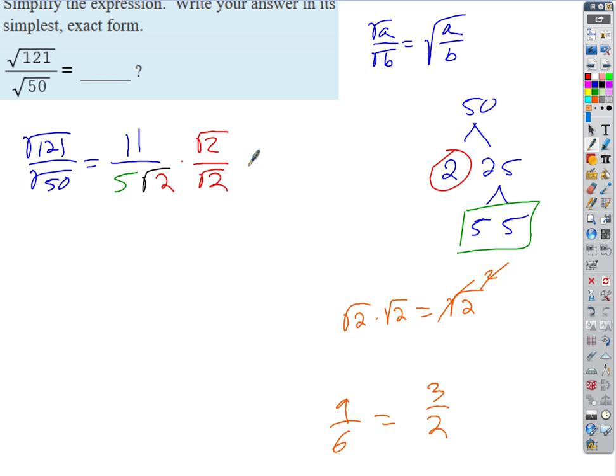But let's see what does happen. So if I multiply straight across, on the top I'm just going to get 11 times the square root of 2. On the bottom I'm going to get 5 times, what's that going to become? 2. So 5 times 2 is, there's our answer, right? And we can't reduce that. Okay? See how that works? You can't leave square roots on the bottom. On top is fine, but you can't leave one on the bottom. That's not fully simplified.